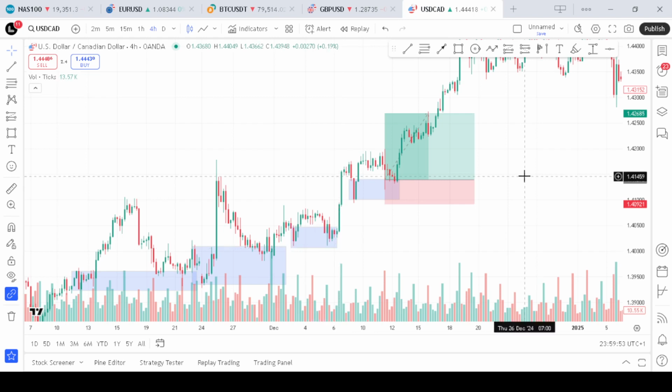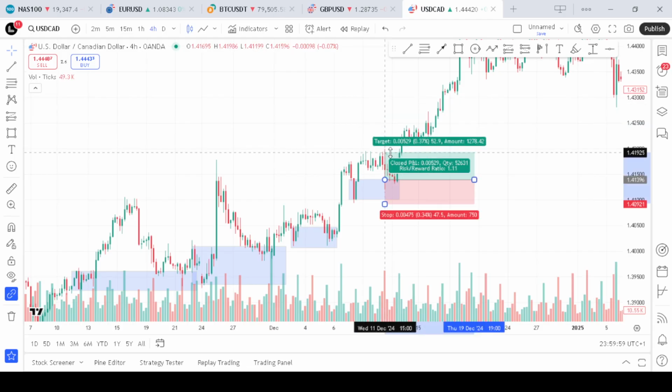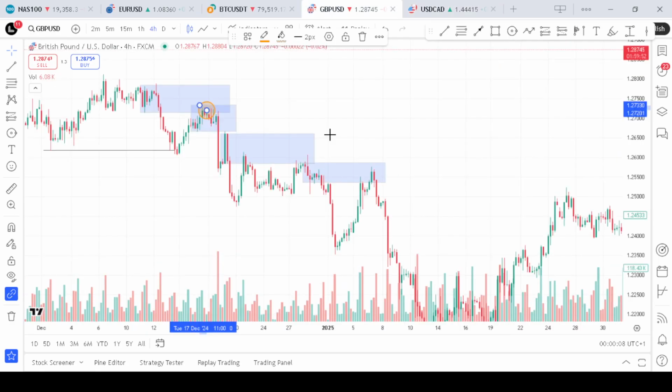Set your first target at a previous swing high. So your first target can be a previous swing high. That should always be your first target. Your second target can be the next significant order block. In the case of a bearish trade, your next target can be a significant order block.